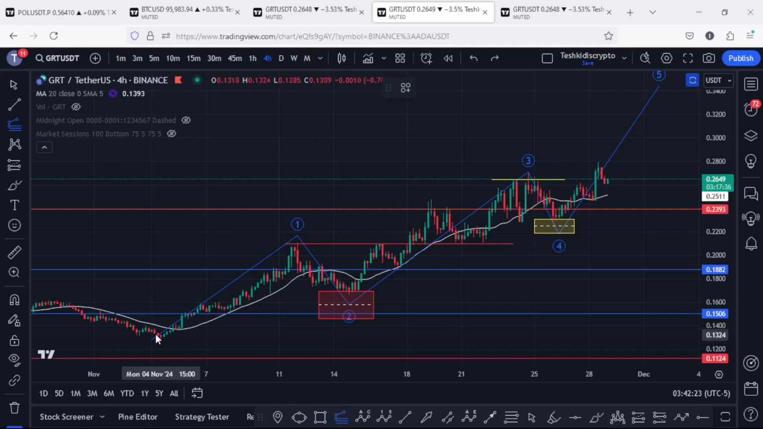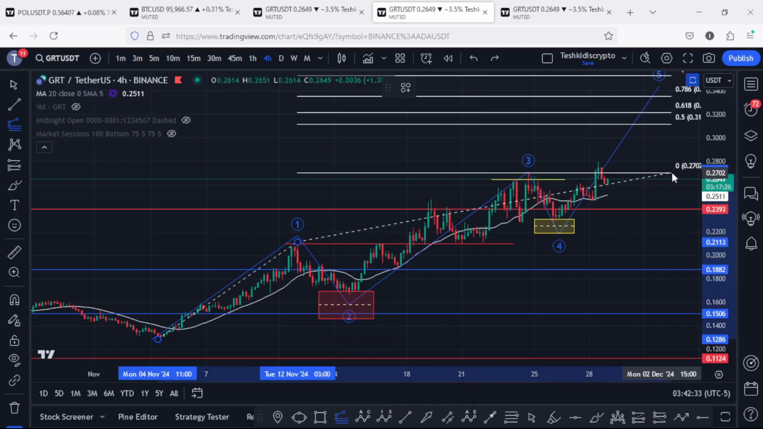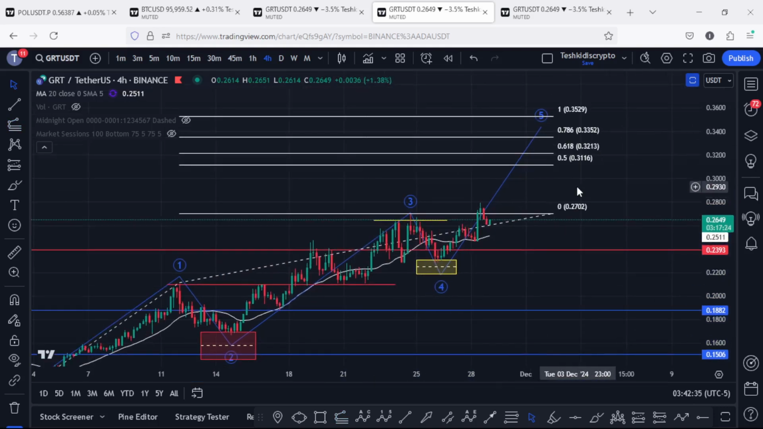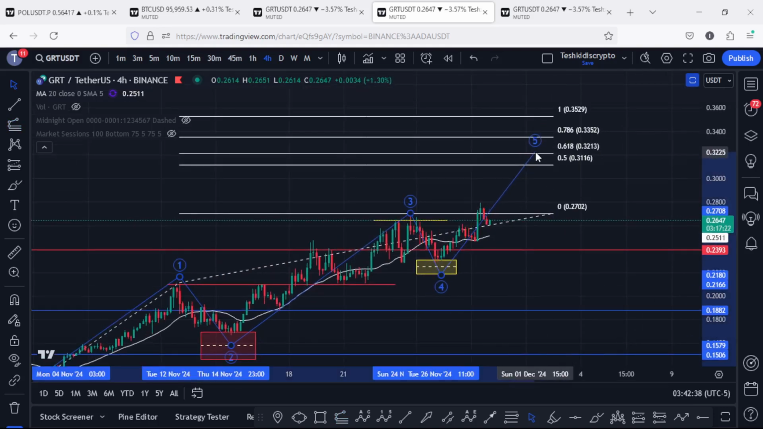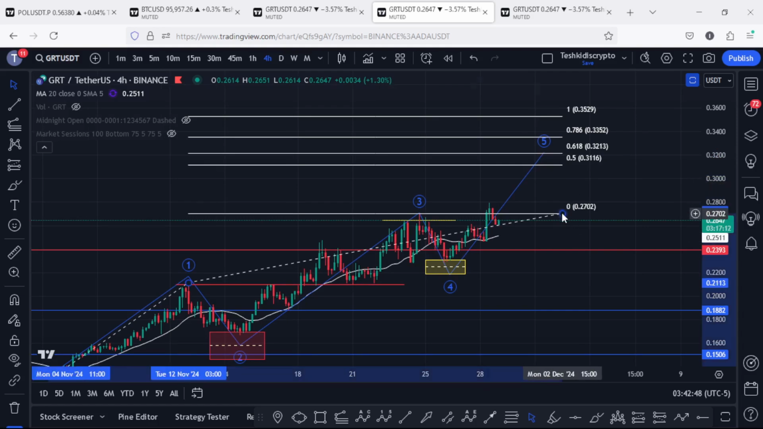whose minimum target areas can be given by connecting the trend-based Fibonacci from the low of the first wave to the high of the wave 1, then dragging the fibs to the high of the third wave, giving me a minimum target area for that wave 5 at the fib level 0.618, and that is above the 0.3213, an area that we can easily maximize in the next coming hours.